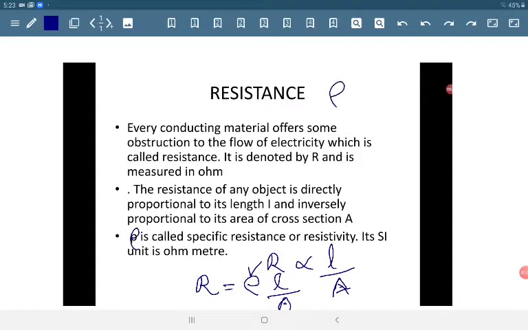So, rho will be equal to R into A upon L. Its unit will be ohm meter or ohm centimeter.